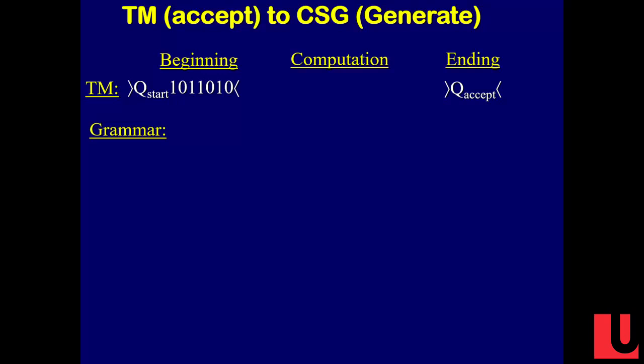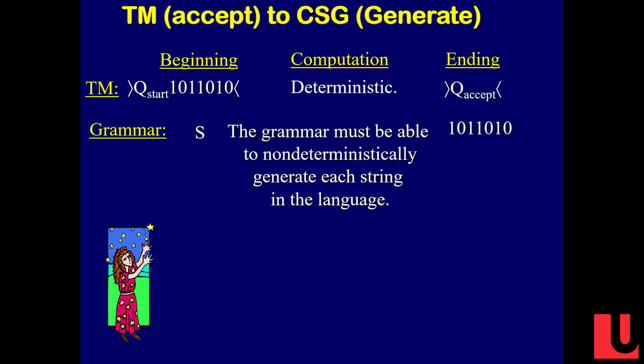And what does the grammar do? This is a deterministic Turing machine. It could be a non-deterministic one, it doesn't matter. But the grammar here is definitely non-deterministic. We start from S, and we want to end up producing the string in question. So it feels like we're going backwards. What this grammar is supposed to do is non-deterministically generate any string that this Turing machine would accept. Everybody good with that? If the Turing machine accepts it, then the grammar can generate it, and if the Turing machine doesn't accept it, then the grammar can't generate it.